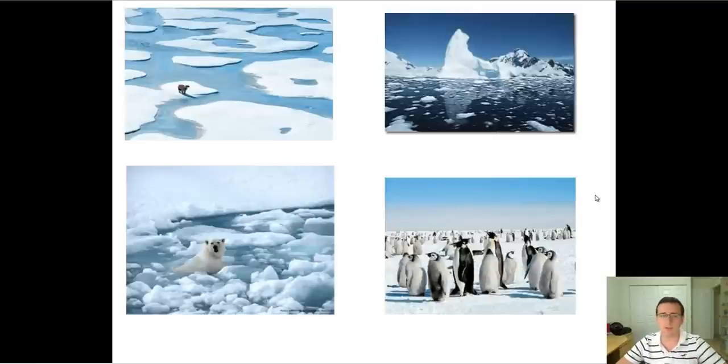Two more ecosystems we have to talk about. The polar ecosystems. These are the frozen wastelands. They're the deserts of the polar regions. Barely any precipitation, it's just frozen all the time, but it's still teeming with life. And most of the life is going to be based on the water, where a lot of the life can live, because the coldest the water gets is 0 degrees, and below that it doesn't get too cold.